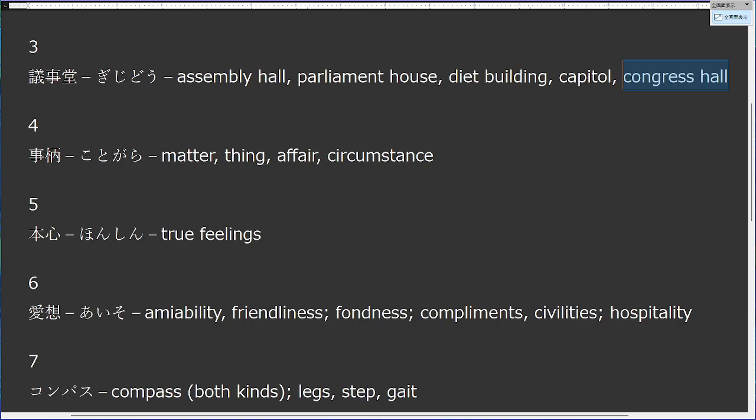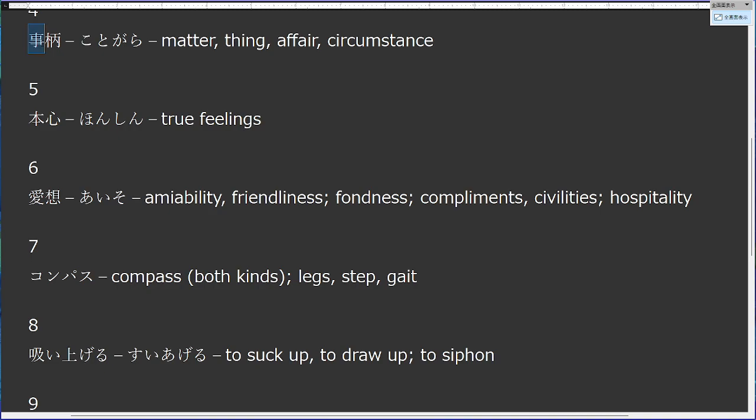Number 4 is kotogara, or a thing's pattern or shape, a circumstance. I like circumstance for this word because it's kind of as amorphous as a circumstance, right? A circumstance is that odd combination of things and the context those things are in, and that kind of fits the literal translation. Kotogara is the pattern or the shape that things are in. Kotogara is a circumstance, matter, or an affair.